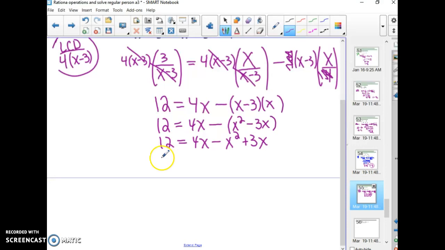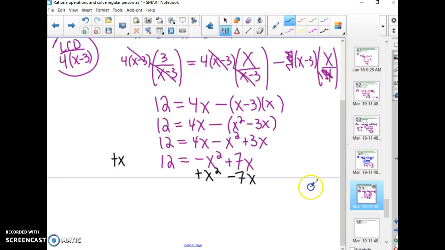Okay, the next step would then be 12, and I want to combine like stuff. So I have negative x squared plus 7x. Okay, here's the thing. At this point, this is negative. I want to go get a positive, so I want to move it to the other side. So I'm going to add an x squared to both sides. I'm going to minus a 7x from both sides, but I still have a positive 12.